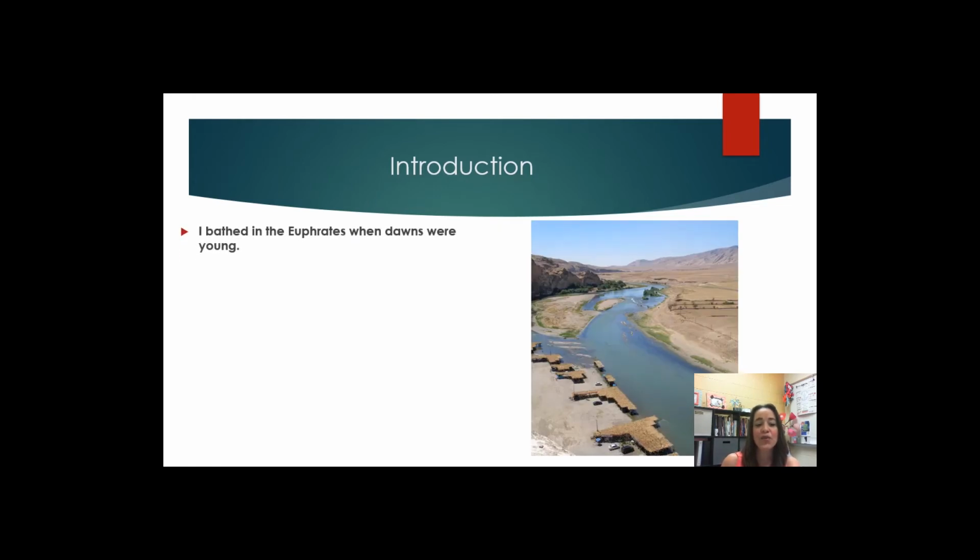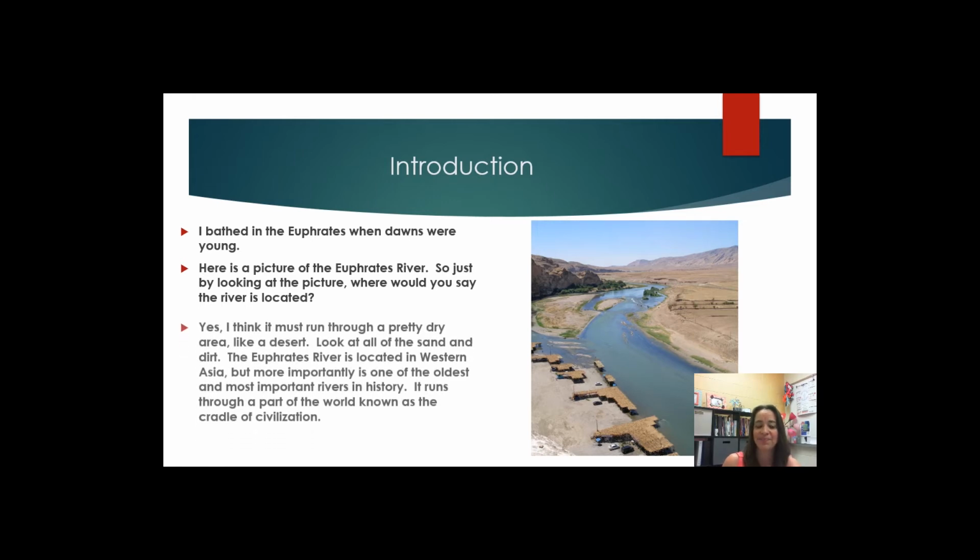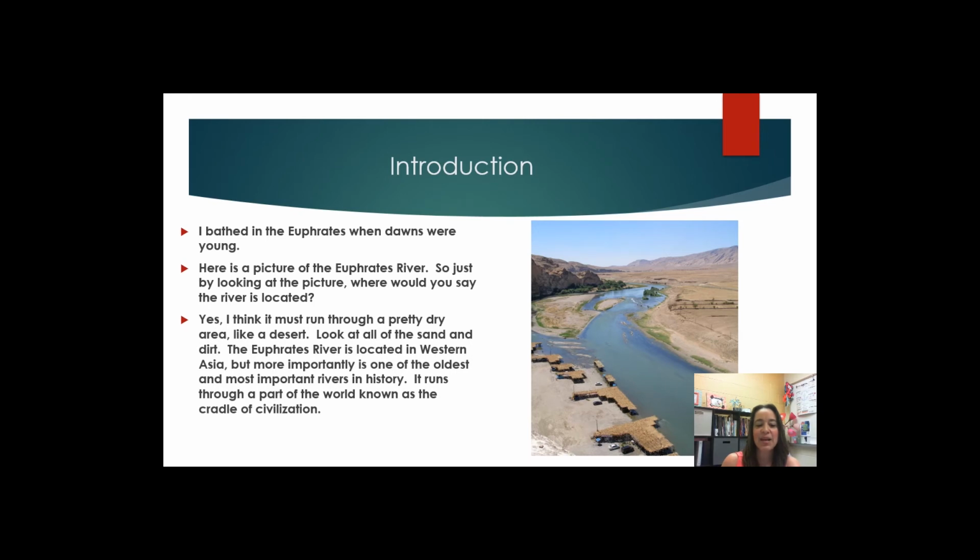I bathed in the Euphrates when dawns were young. Here's a picture of the Euphrates River. So just by looking at the picture, where would you say the river is located? Yes, I think it must run down a pretty dry area, like a desert. Look at all the sand and dirt.